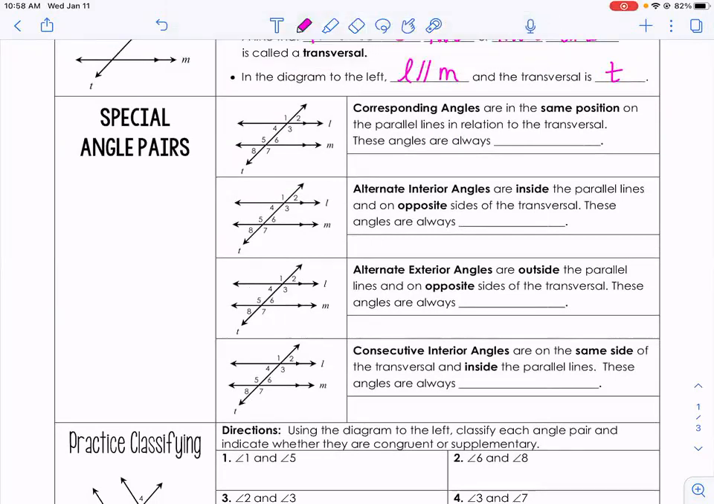This is what I want you to do first. Pick one color. I got pink. I got purple. And I want you to, in all 4 pictures, highlight the pairs of parallel lines.